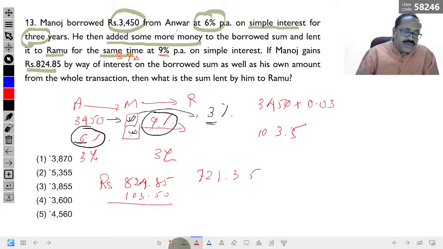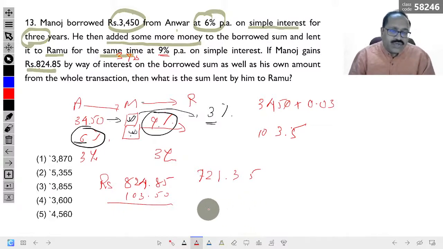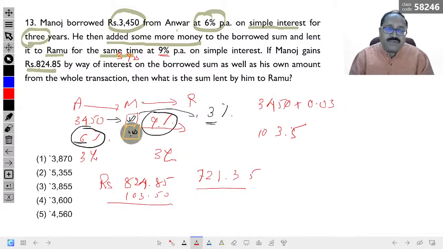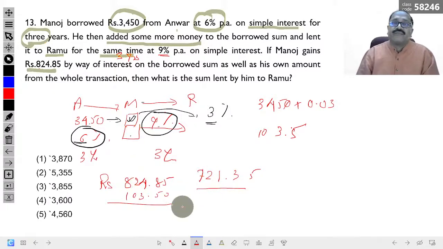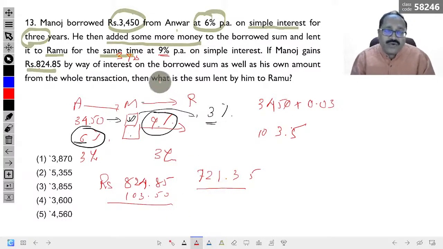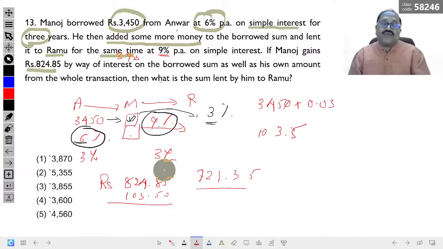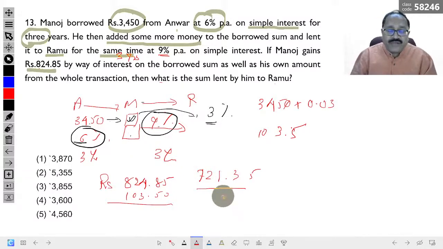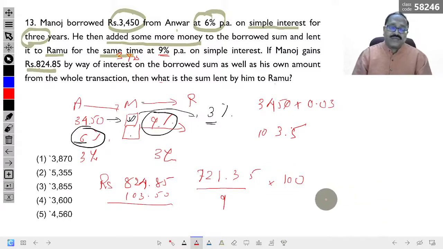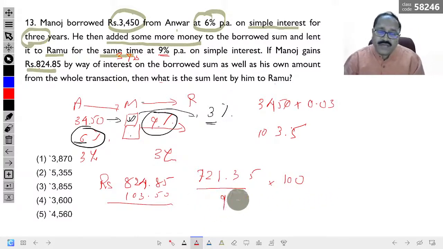So is this the money we are getting? Yes. The rest of the money we are getting is this one, and this is 9% of the money he added. So what I need to find out is the sum he lent, which means I need to find out 100%. So divided by 9 and into 100, I will be getting the 100% over here. That is the additional money.